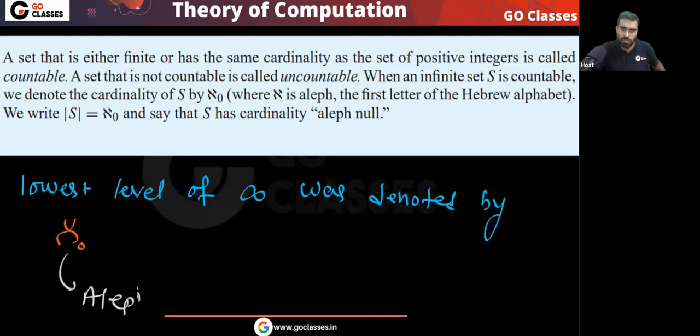Or I can say aleph-null. So this symbol is called aleph-null. The lowest level of infinity was denoted by this symbol by Cantor. So if anyone asks you, this is the summary. Let me tell you what we have seen so far. And we have proven it also.